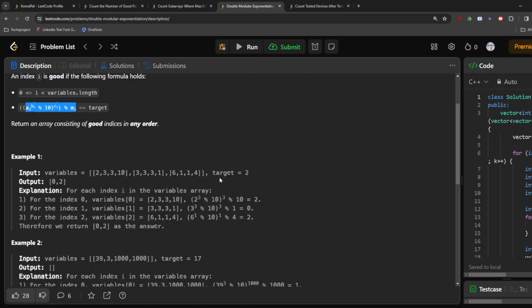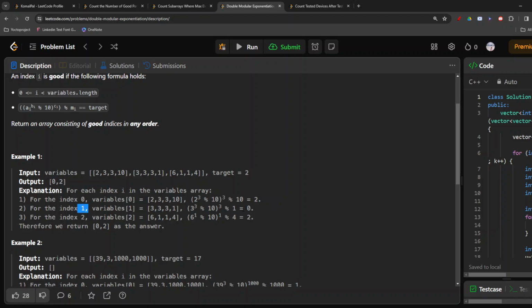According to that formula we are required to do 2 raised to power 3, modulo 10, whole square, whole cube, and then again do modulo 10 as per this formula. Here the m1 value is 10, so that's why we are doing this. Then this is the a value, this is the b value and this is the c value. After we perform that formula, we got the answer 2 and it is equal to the target. So that's why we are required to put this index 0 in our answer.